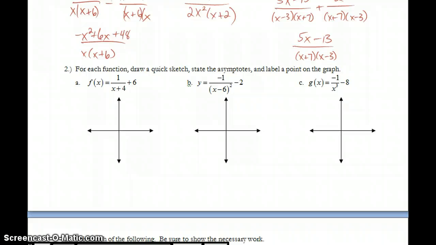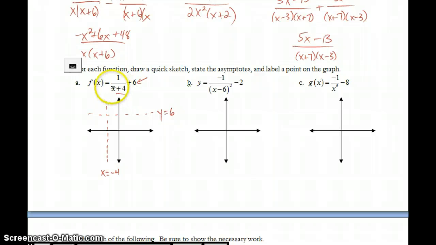Question 2, we're looking to graph. For each of these, the first thing we do is plot our asymptotes. So here we have plus 4, so we have an asymptote that's shifted backwards to negative 4, and note the asymptote equation will be x equals negative 4. Our vertical asymptote is drawn. Our horizontal asymptote, we know we shift up 6. So that's where y equals 6. And now we have to draw our graph.